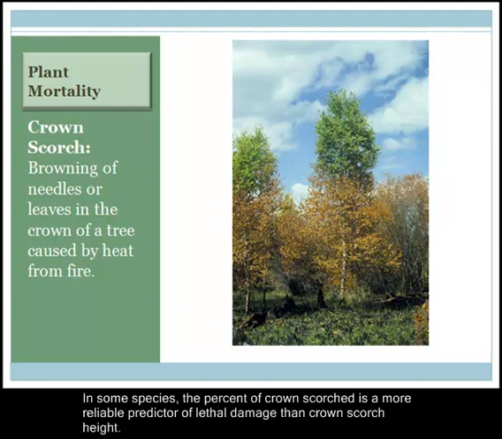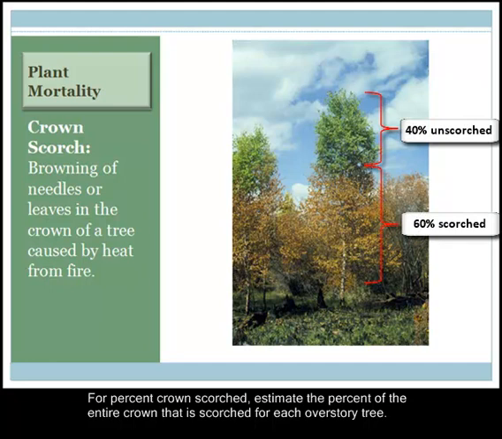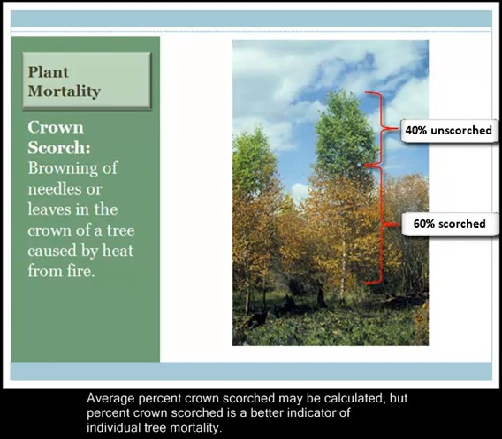In some species, the percent of crown scorched is a more reliable predictor of lethal damage than crown scorch height. For percent crown scorched, estimate the percent of the entire crown that is scorched for each overstory tree. Average percent crown scorched may be calculated, but percent crown scorched is a better indicator of individual tree mortality.